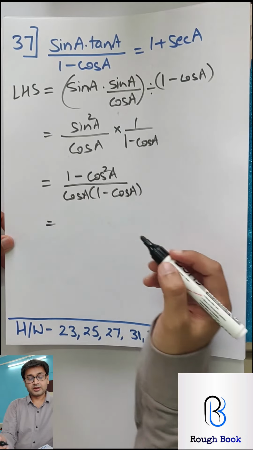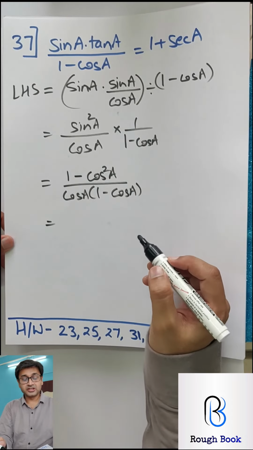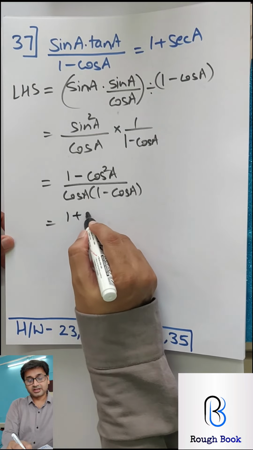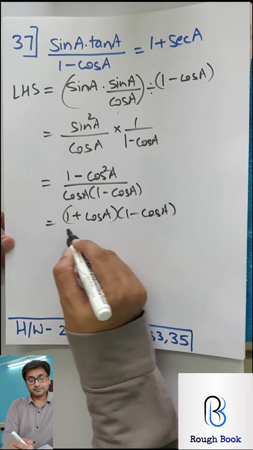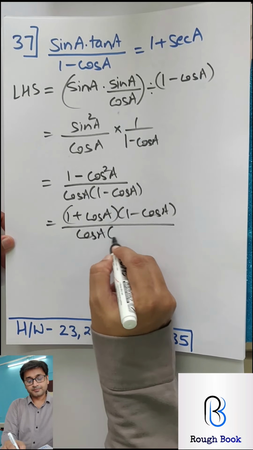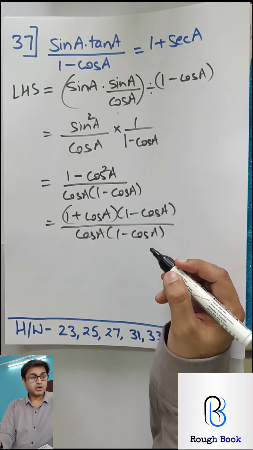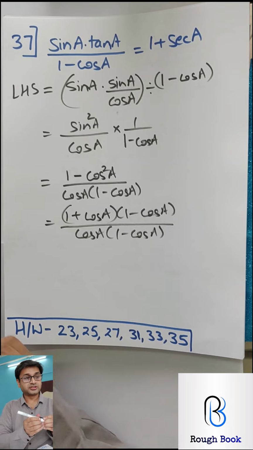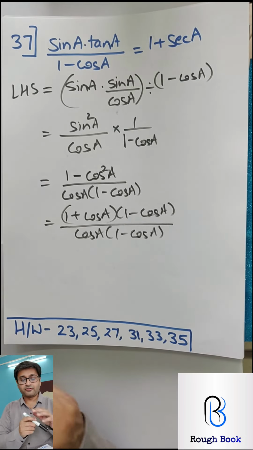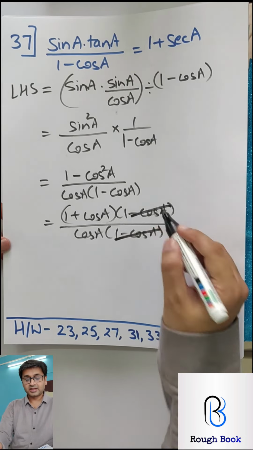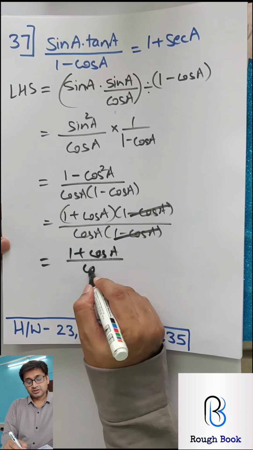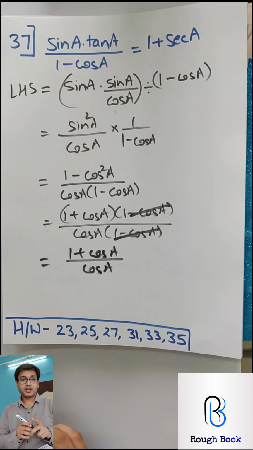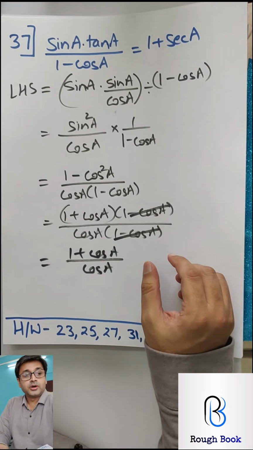Now what? So sin square, 1 minus cos square can be written as 1 plus cos A, 1 minus cos A upon cos A into 1 minus cos A. What happens now? 1 minus cos A gets cancelled. Come on, take it forward from here. Let's see if you can tackle it. Cancels. So I get 1 plus cos A upon cos A. So how many got stuck over here? What to do now? Any clue? Anybody?